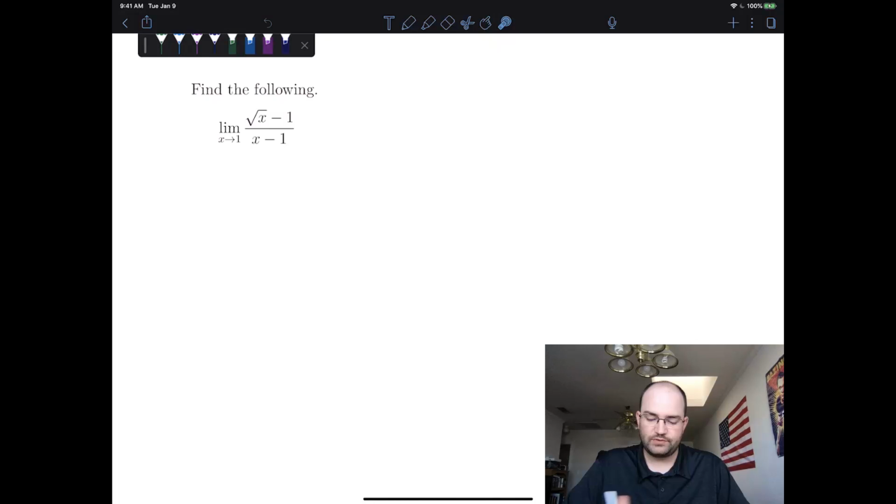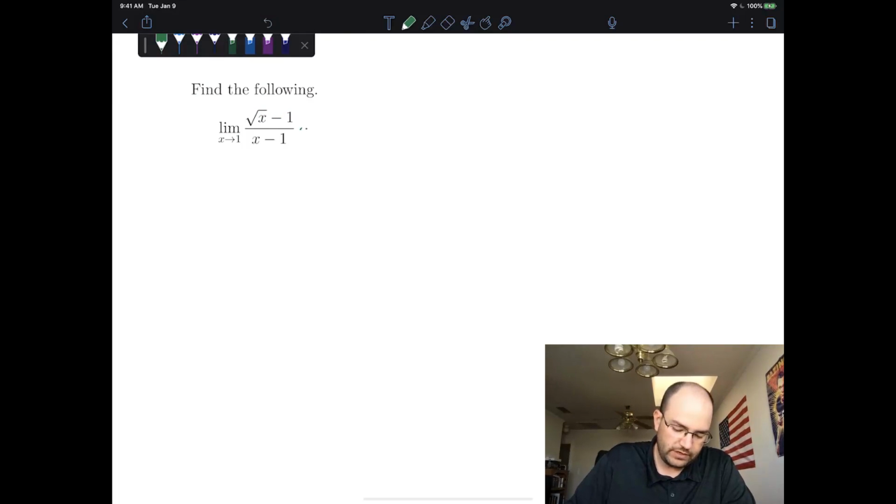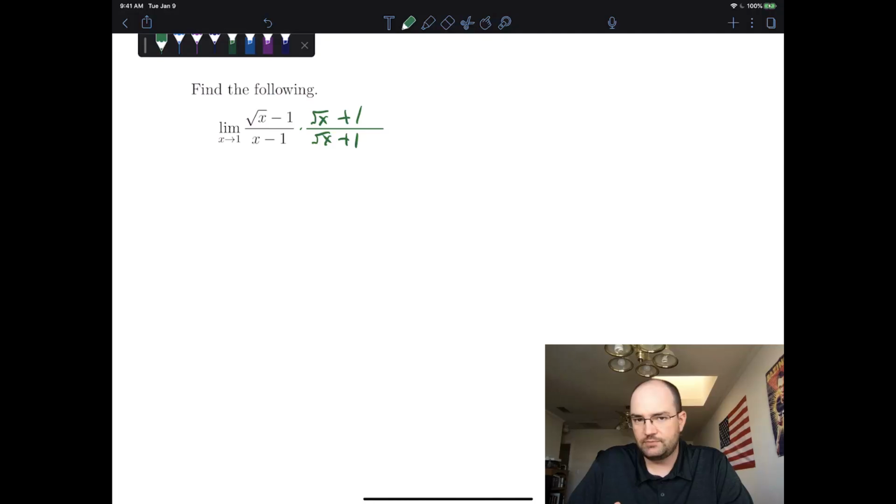And what we want to do is look at this in terms of multiplying both the numerator and the denominator by something. We have the square root of x minus 1 in the numerator, so I want to multiply both the numerator and denominator by the conjugate, the square root of x plus 1. Now, if you didn't start out this way, that's perfectly fine. I'm going to go through the other way of doing this as well.